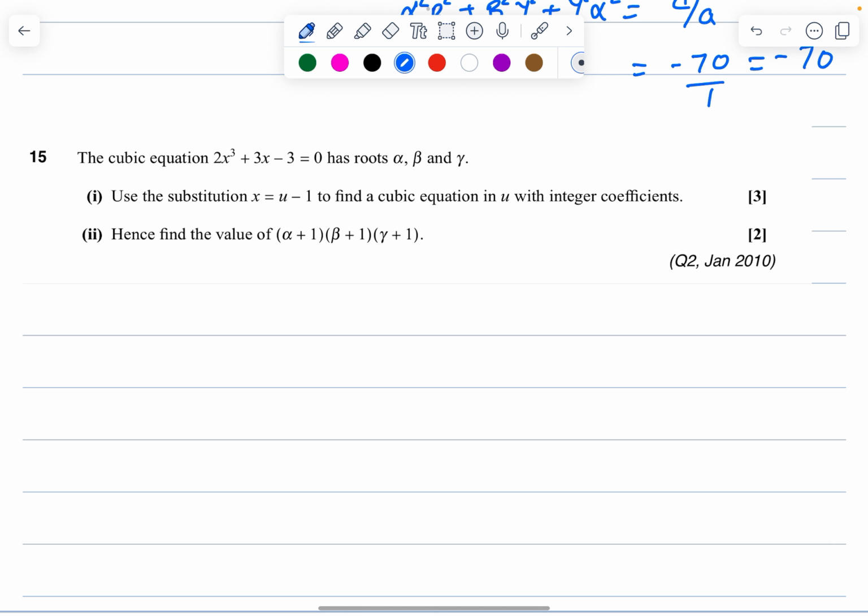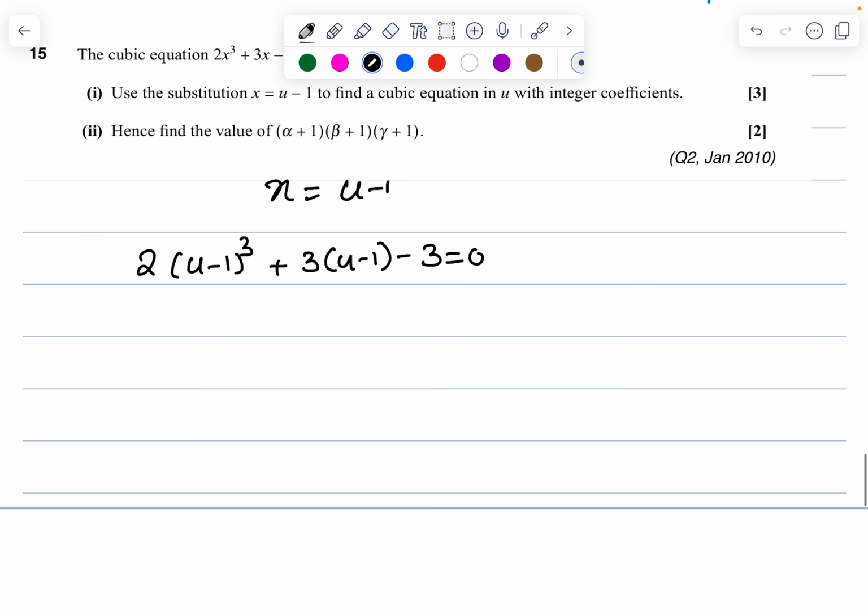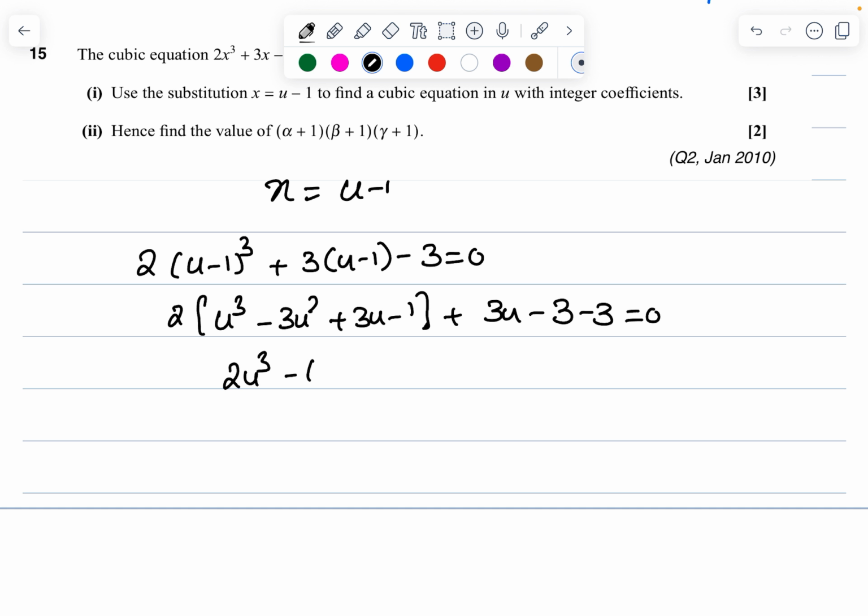Lastly, question number 15. The cubic equation has the roots alpha, beta, gamma, x equals u minus 1. So plug in that one. So it becomes 2 times u minus 1 whole cube plus 3 times u minus 1 minus 3 equals 0. So it becomes 2 times u cube minus 3u square plus 3u minus 1 plus 3u minus 3 minus 3 equals 0. So 2u cube minus 6u square plus 6u minus 2 plus 3u minus 6 equals 0.